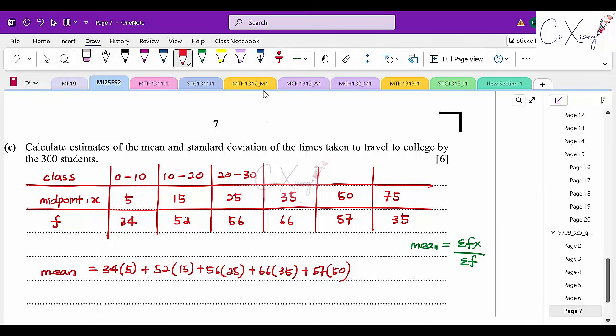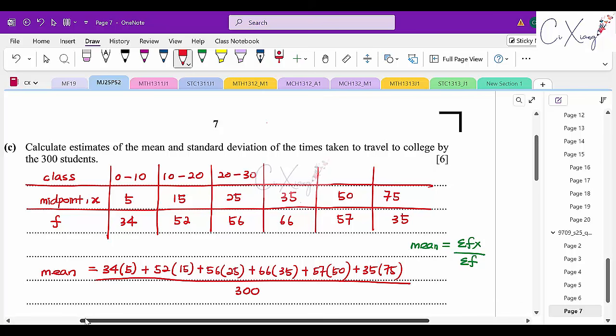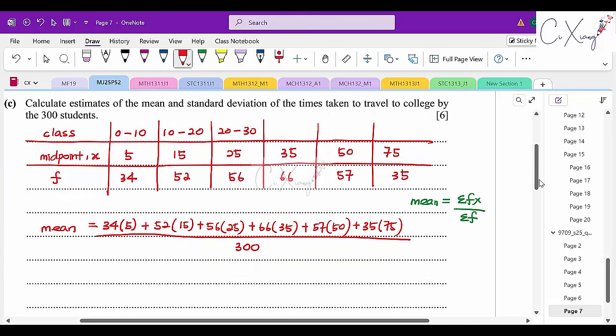Okay, then after that, the last class is 35 frequency, multiply with the midpoint 75. Then divided by the total frequency. Total frequency means the total cumulative frequency that you have just now. What's the last cumulative frequency that we have? It is 300, right? So you can directly write 300 if you want to save time.